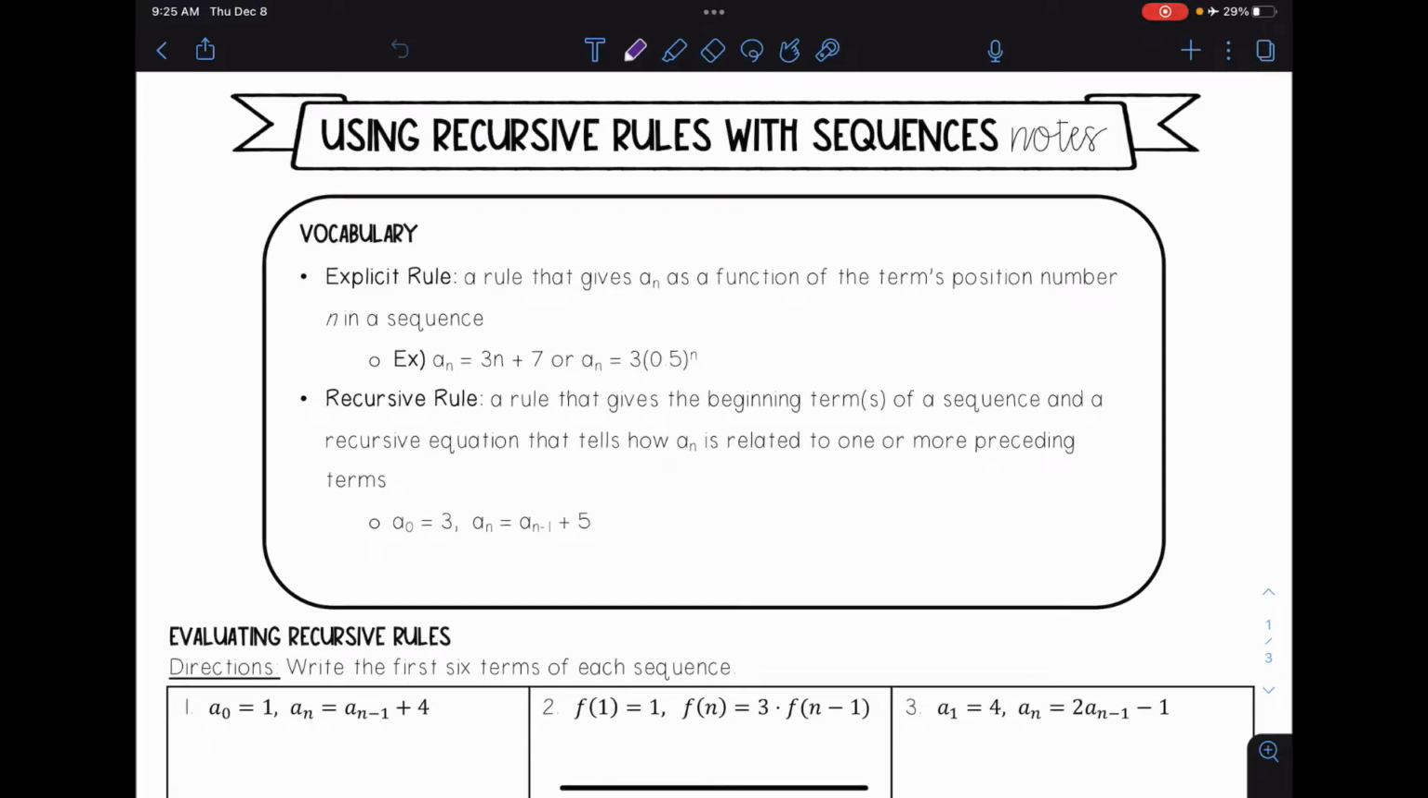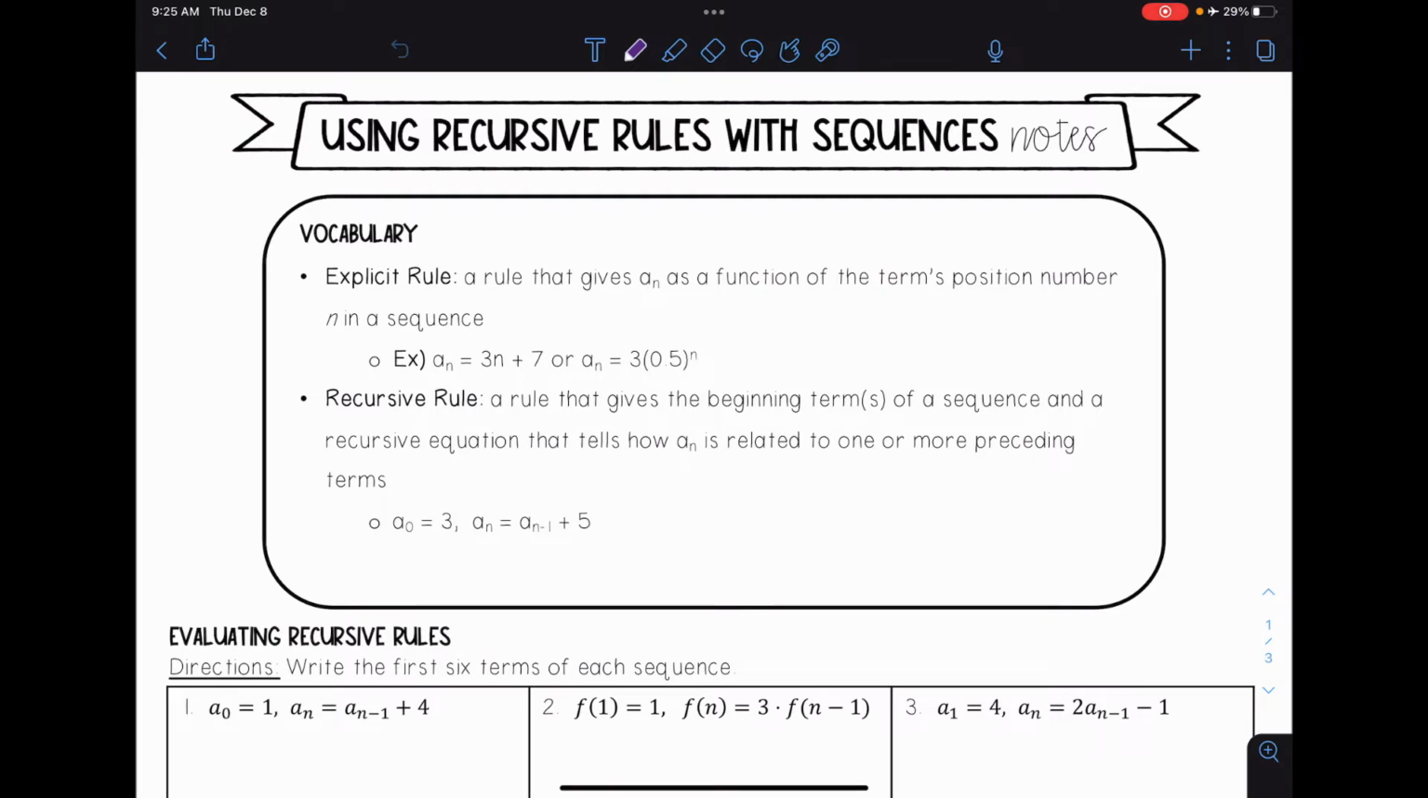Hello everyone. Today we're going to be talking about using recursive rules with sequences. Before, in previous lessons, we were working with the explicit rule, and that is a rule that gives a_n as a function of the term's position n in a sequence. So for example, for arithmetic, we had a_n is equal to 3n plus 7. And so if I were to plug 5 into there, I can find the fifth term of that sequence. Or for a geometric sequence, we had a_n is equal to 3 times 0.5 to the n power.